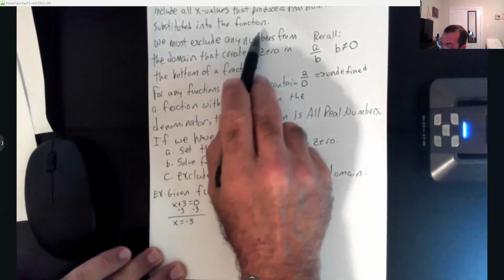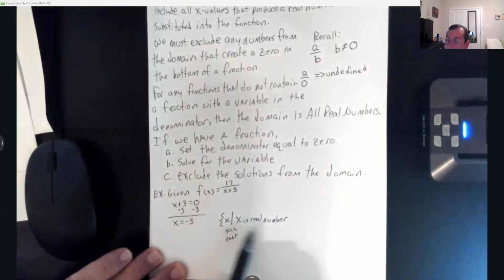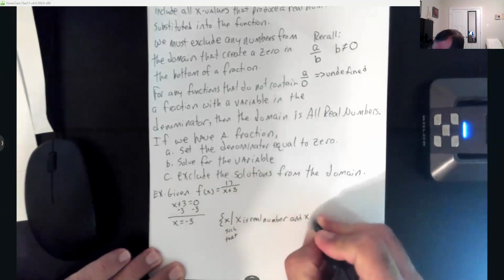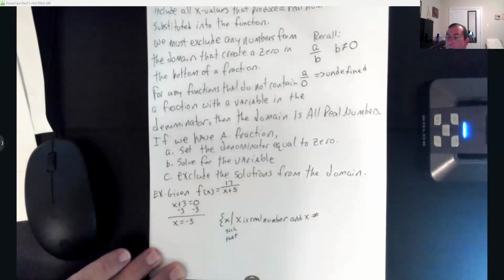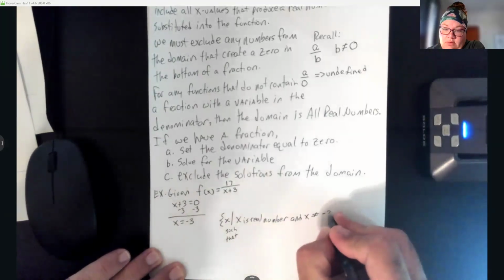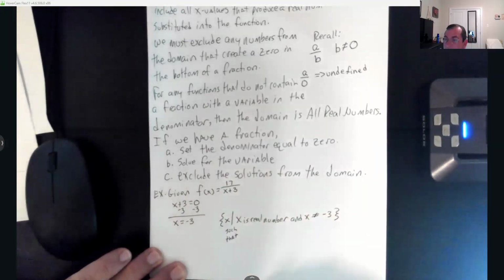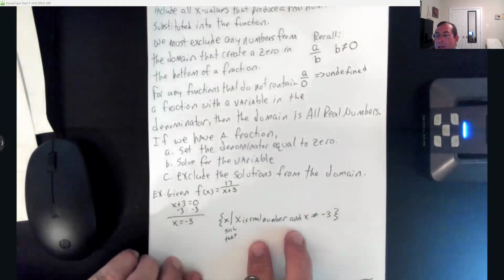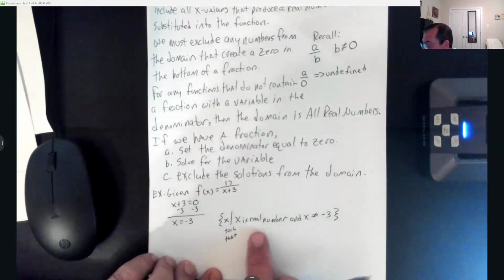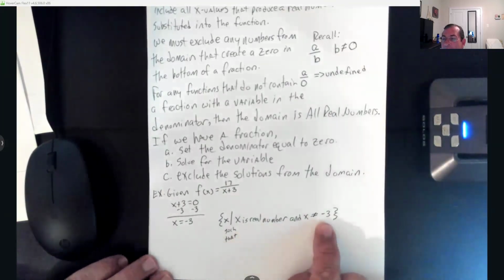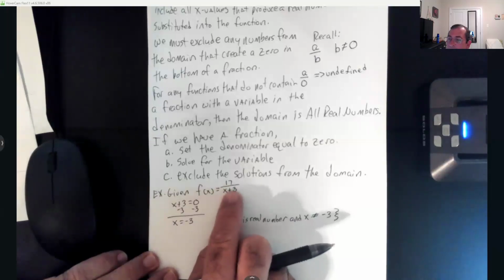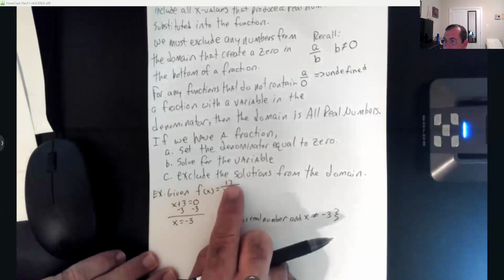Because we said we wanted it to produce a real number. So x is a real number, and x cannot equal what? -3. So this is almost the same as all real numbers, except we're now excluding that one -3. -3 is the only number we can put in here to make that a 0 and make it undefined.